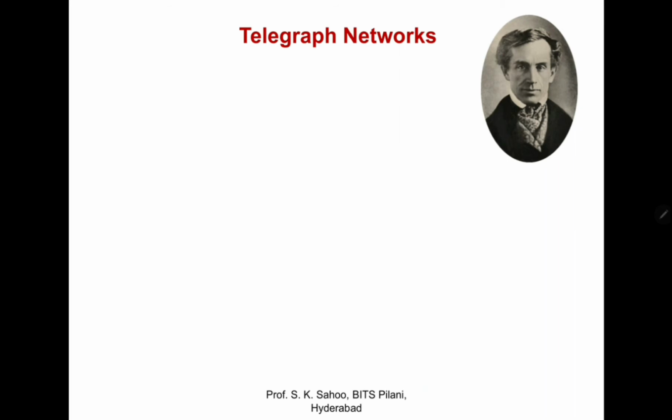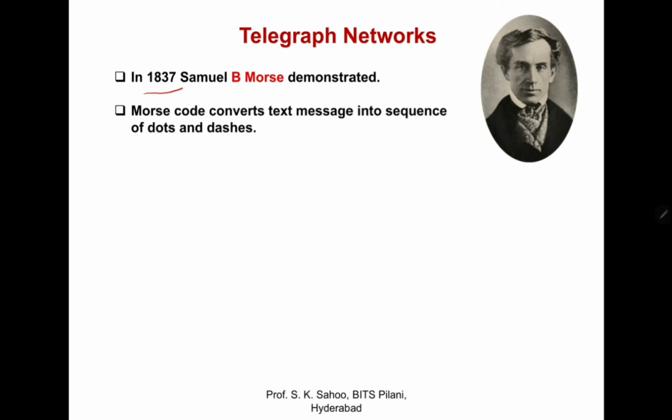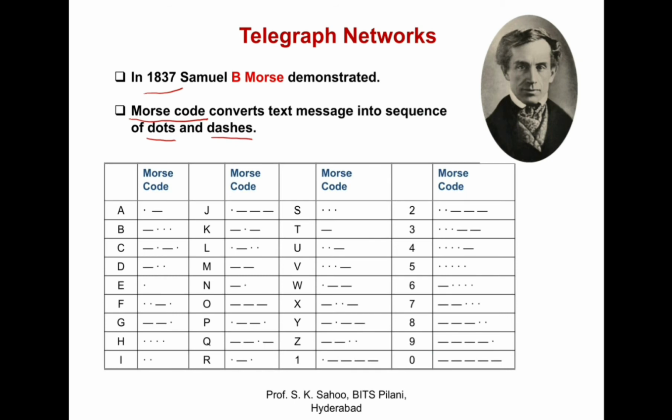So let us see what is telegraph. Morse first demonstrated the telegraph in 1837. For that he used a code named after him, Morse code, which converts text messages into a sequence of dots and dashes. So he used a specific pattern of dot and dash. This format of dot and dash is given in the table.